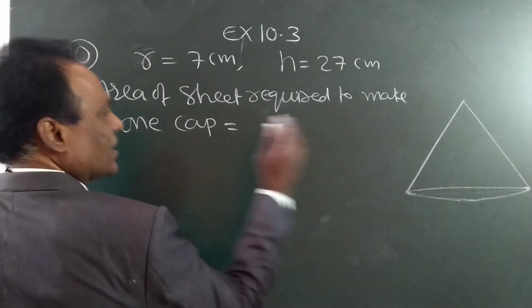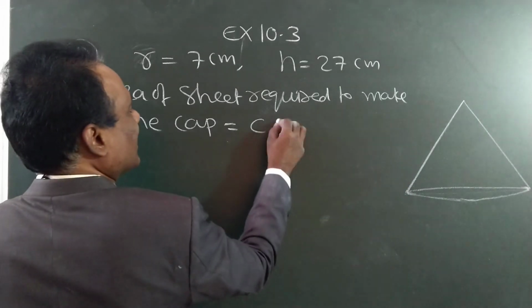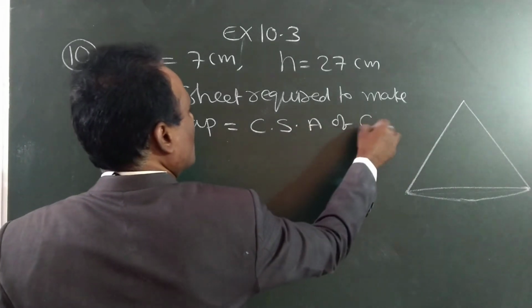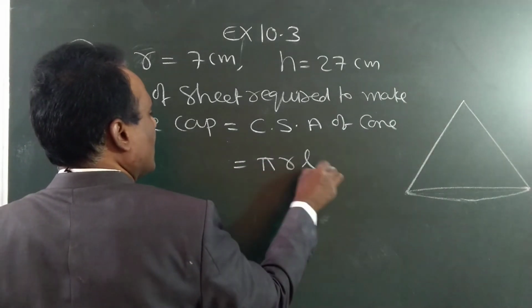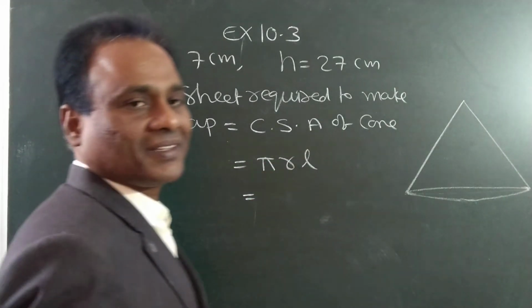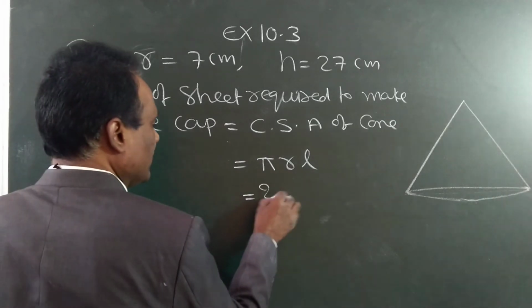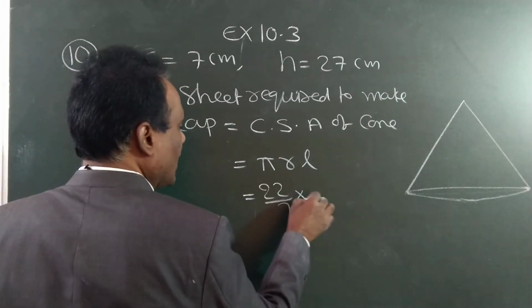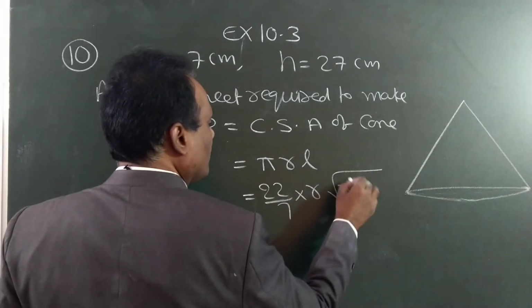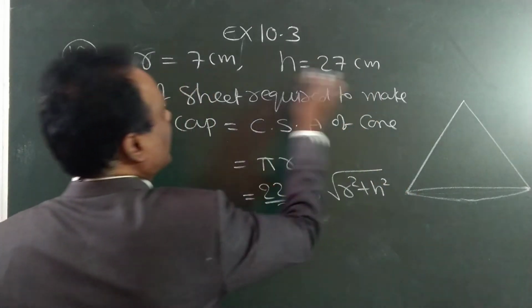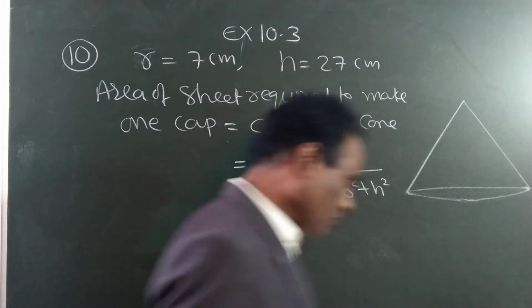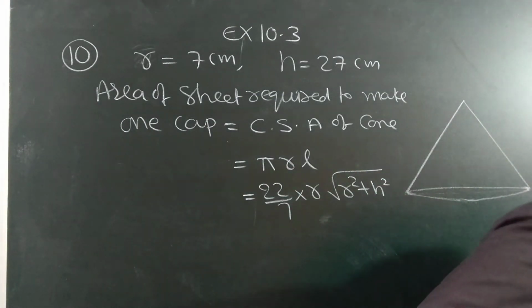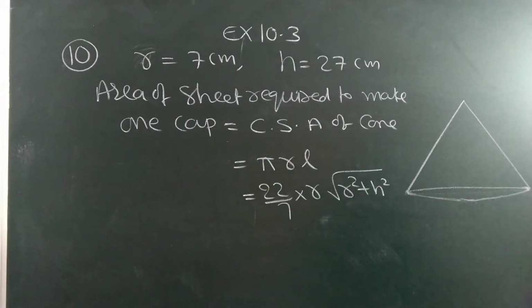So that is nothing but the curved surface area of the cone. The curved surface area formula is pi r L. Pi is 22 by 7, r is r only, L is the root of r square plus h square, because L is not given. Slant height is not given, h is given. See students, that's all. Substituting the values, we will get the answer.